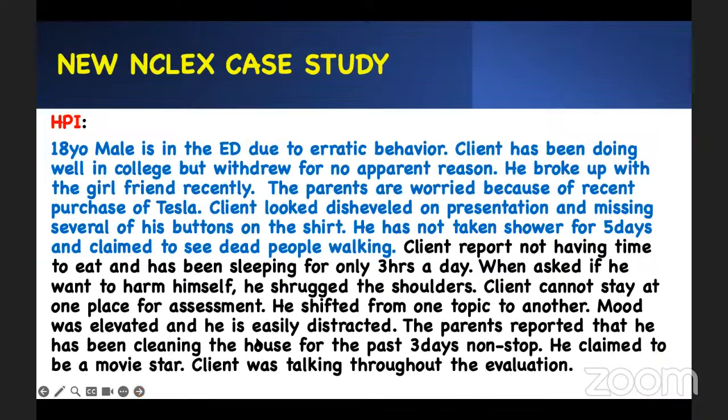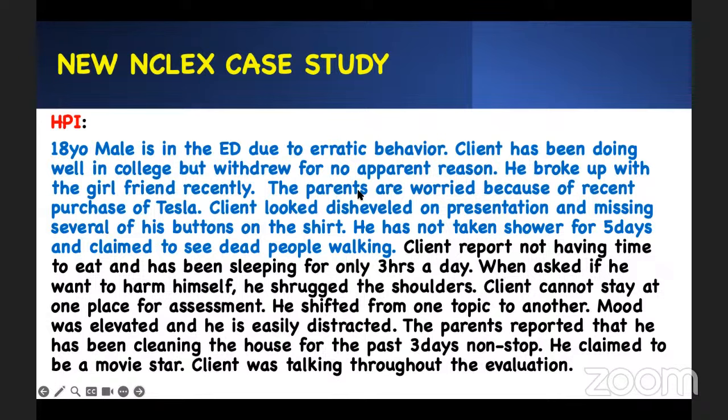Look at it. It's a very long case, but it does not have too much information that you should worry about. Right? You know this already. 18 years old, male, is in the emergency room due to erratic behavior. Client has been doing well in college, but withdrew for no apparent reason. He broke up with his girlfriend recently. The parents are worried because of a recent purchase of a Tesla. He got a new car. Client looked disheveled on presentation and was missing several buttons on the shirt. He has not taken a shower for 5 days and claimed to see dead people walking.